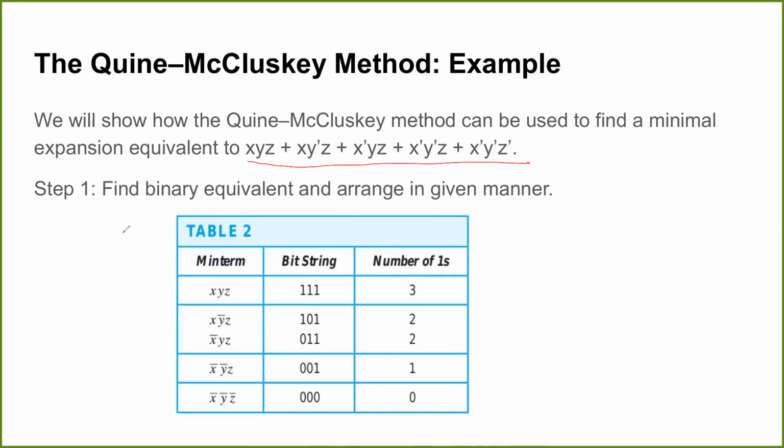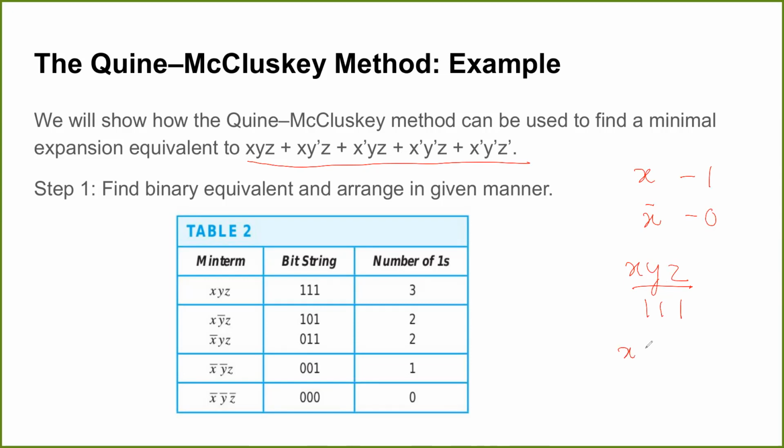What is step one? The first step of the Quine-McCluskey method is to find the binary equivalent of all the terms and arrange them in descending order of number of ones. What do I mean by that? Whenever I have a literal in its original form, I represent it in a bit string by 1. Whenever it's in its complement form, I represent it by 0. If I have x, y, z, what is the equivalent bit string? All 3 variables are in their original form, so the resultant string will be 1, 1, 1.